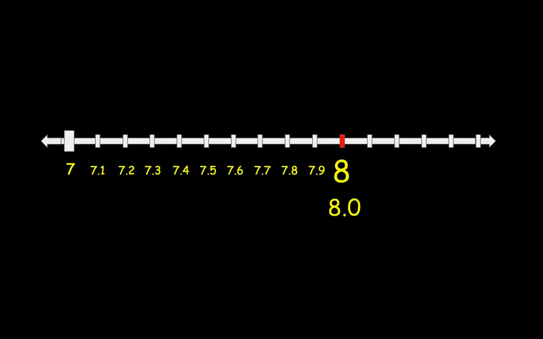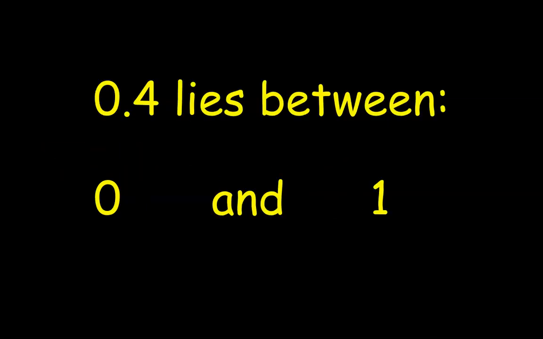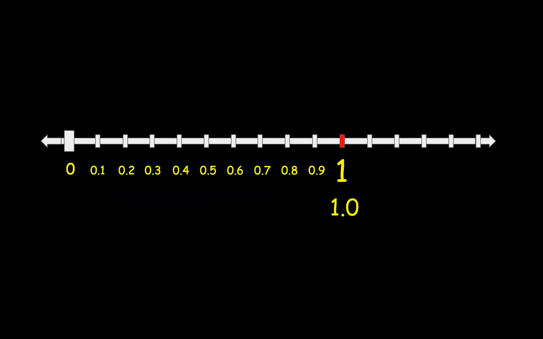Let's have a look at 0.4. 0.4 lies between 0 and 1 on the number line. There is 0, there's 1, 0.1, 0.2, 0.3, 0.4. What is the closest whole number? We've been asked to round to the whole number, and you can see that it is 0. So 0.4 rounded to the nearest whole number is 0, or 0.0.